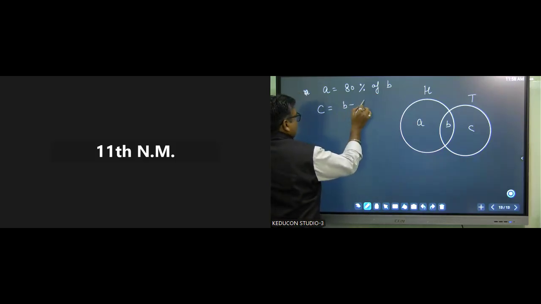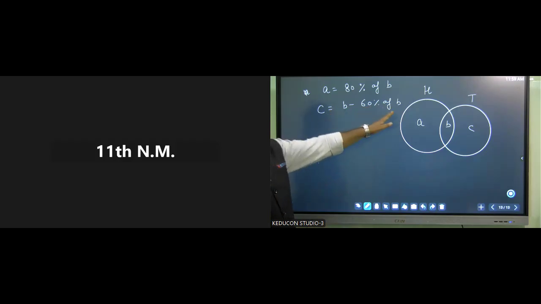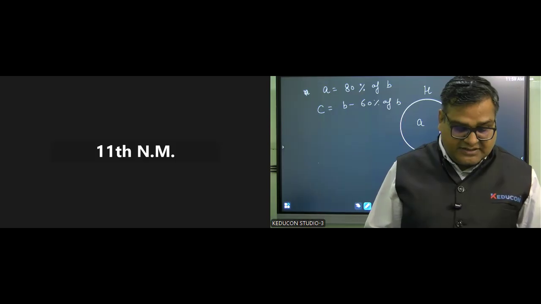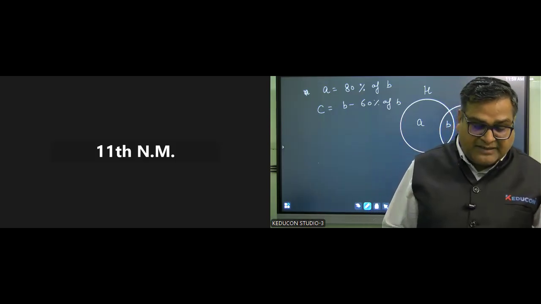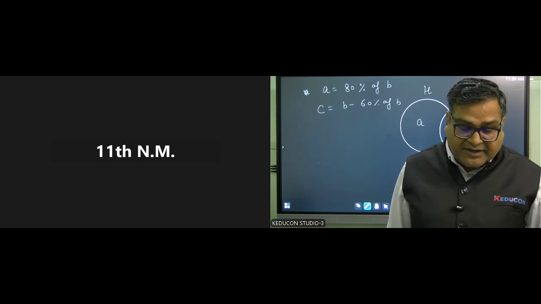B minus 60% of B. Right जी? B से बच्चे कितना less है? 60% of B. Now what is the further, the number of people buying neither of these? Neither of these two is 22,000 less than the number of people in the town. Okay.